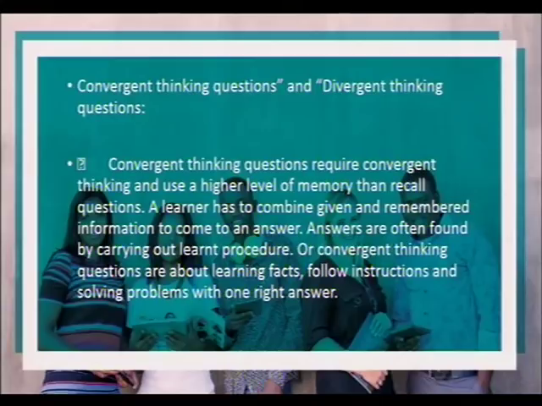Answers are often found by carrying out procedures already learned. All convergent thinking questions are about learning facts, following instructions, and solving problems with one right answer, meaning convergent thinking questions have one right answer. You have to be provided with something, link it to what you remember, what you have already learned, and combine the 2 to get to an answer. Know the difference. With convergent thinking questions, one thing we should not forget is that you follow instructions. You are given an instruction to follow.